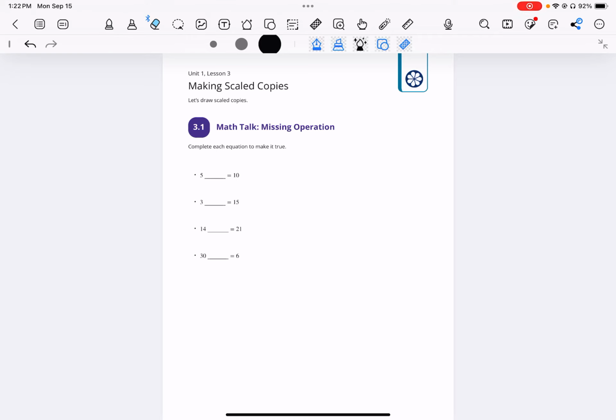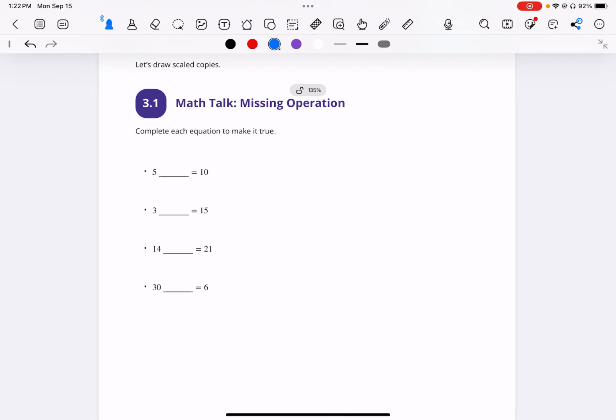This lesson is going to be on how we're making scaled copies. So we're going to start by just completing each equation to make it true. Since there's no operations, we could use any operations at all, but I'm going to try to use multiplication for all of them because it's going to help us with scale factors. So 5 times 2 is 10. 3 times 5 is 15.